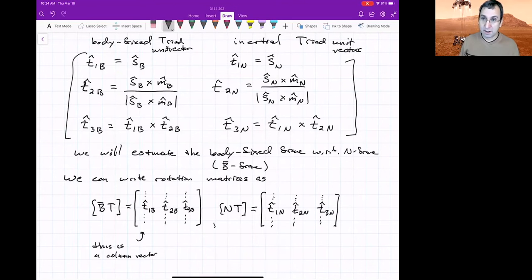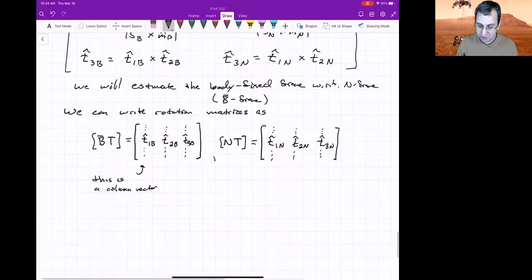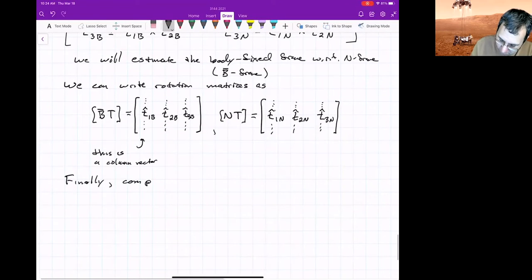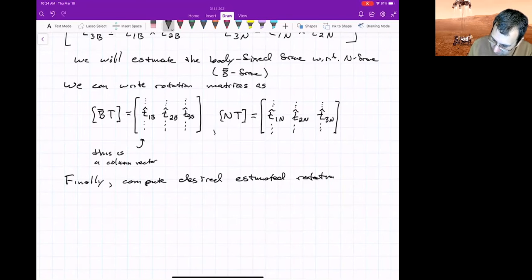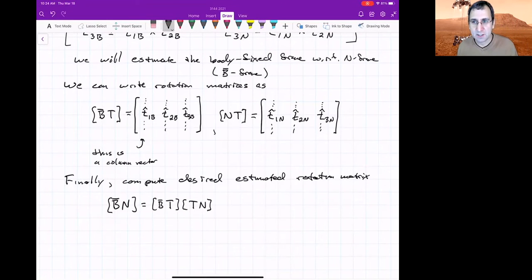Then we can finally compute the desired rotation matrix. So this is the end of the algorithm. This is the estimated rotation matrix, direction cosine matrix, B hat N. And right, what is B hat N? This is going to be BT, the way we've learned it would be, times TN. But TN is just the transpose. So you could write it that way. So that means you take the first matrix you've written up there, and then you multiply it by the transpose of this second matrix that you've written. And that's it.